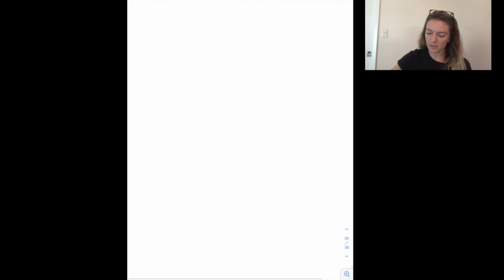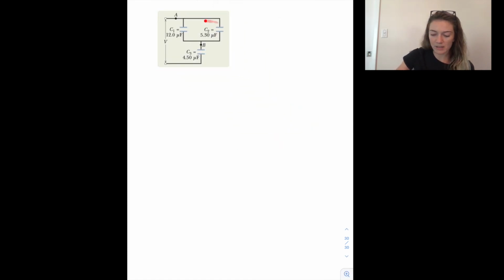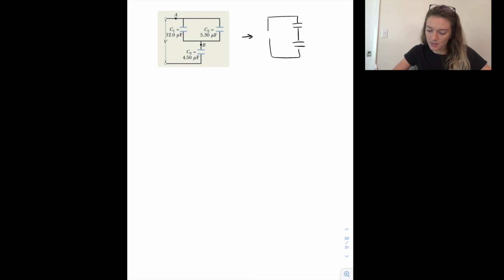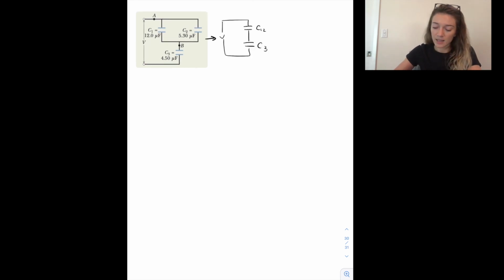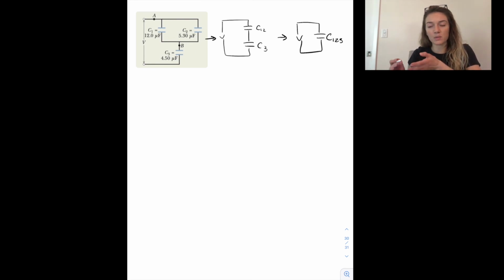So for these types of problems, these two capacitors are in parallel, and this one is in series with these two. So you can write this as a circuit like this. This is the battery. So we'll call this C12, and this is C3. And then likewise, you can rewrite this circuit again as an equivalent capacitance, this is the voltage, of all three of those capacitors. So always start with capacitors in parallel when you're changing them into equivalent capacitance.